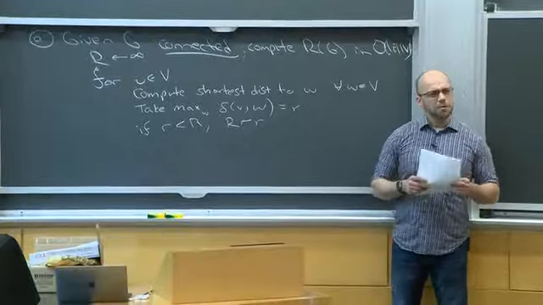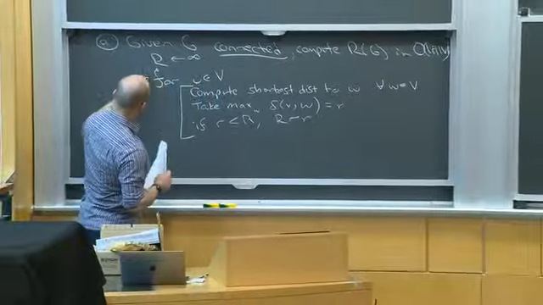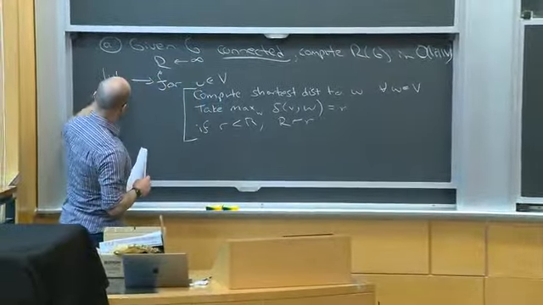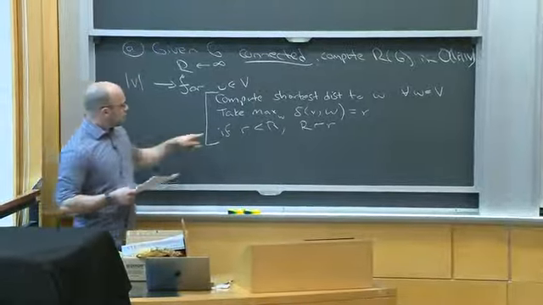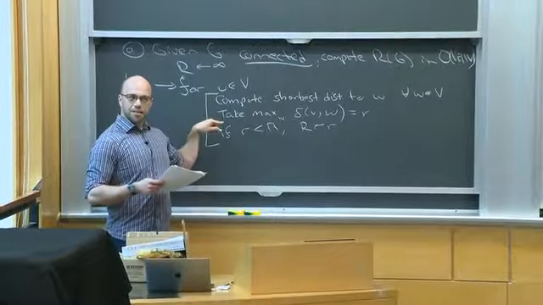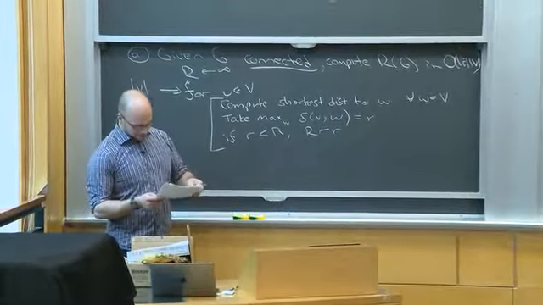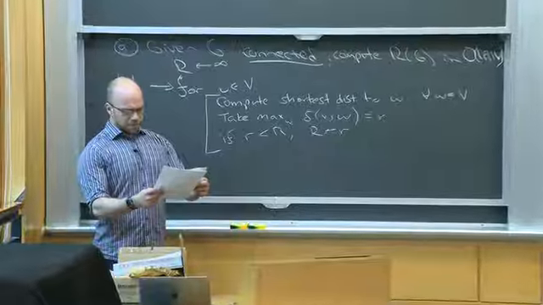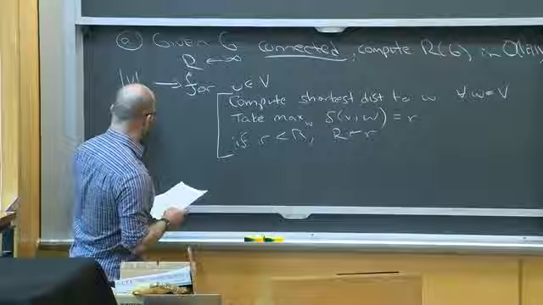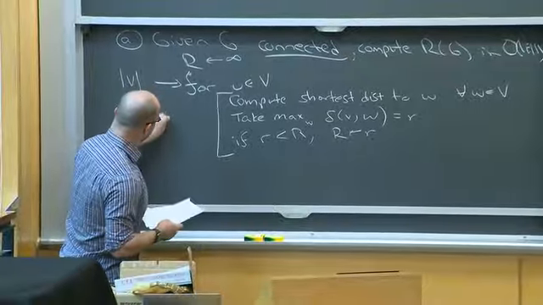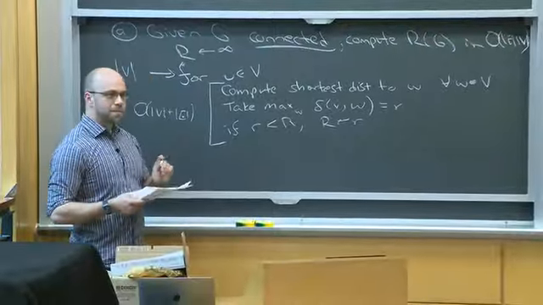So what does our runtime look like? We have a loop over vertices, so I incur a factor of mod v here, and then our graph is unweighted. So one strategy for computing the shortest path distance would be breadth first search. I think that's what's in my notes. Yep. And in general, breadth first search, if you recall from lecture, takes mod v plus mod e time.